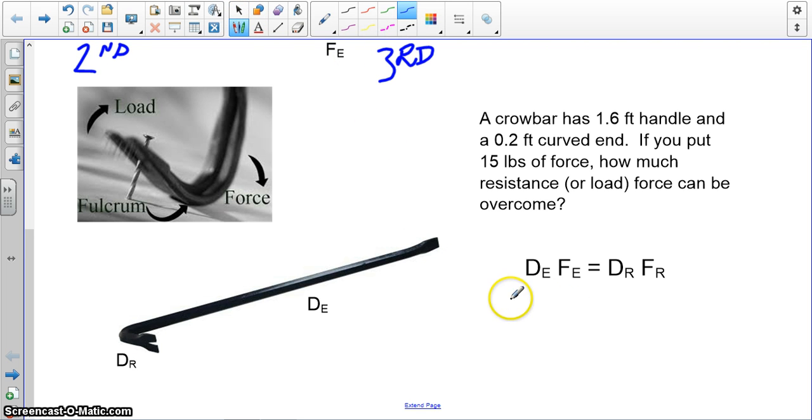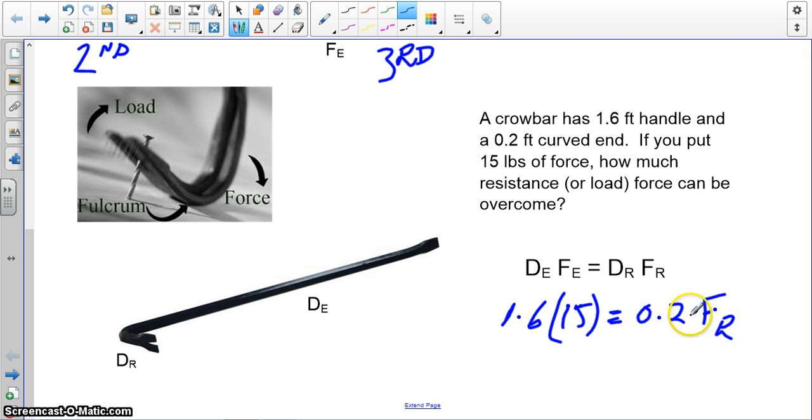So the effort distance is 1.6. The effort force is, I'll use parentheses, 15. And I don't ever write units until the end. DR is the 0.2, and the FR is what you're being asked about. How much could you pry off with this crowbar or pry bar?